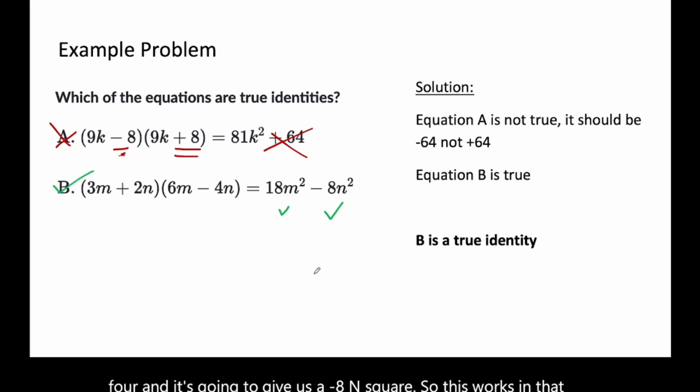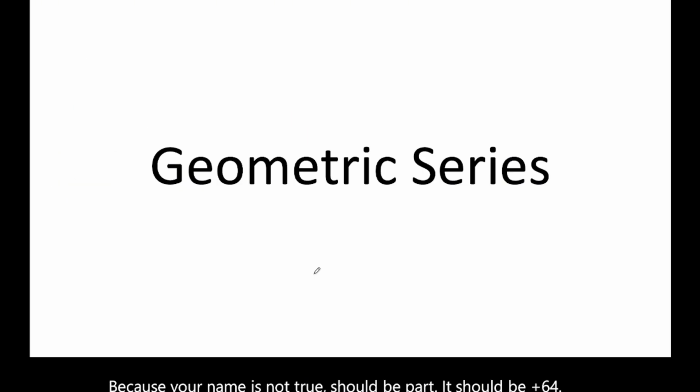Equation A is not true. It should be positive 64. Equation B is true. B is a true identity.